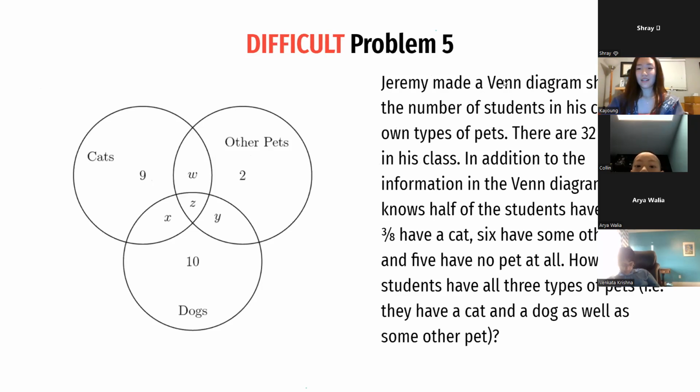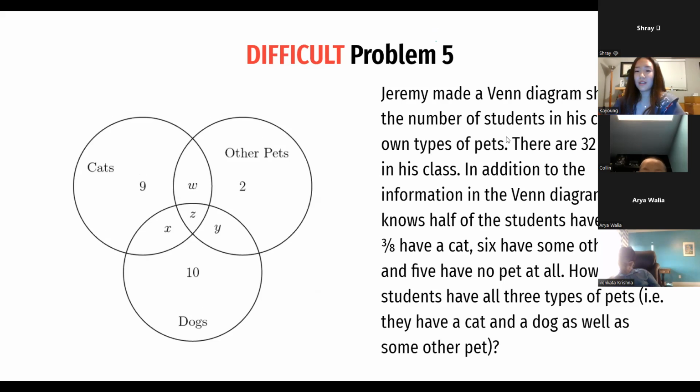Go back. So this question, I might need some space for this. Okay, so Jeremy made a Venn diagram showing the number of students in his class who own types of pets. There are 32 students in his class. In addition to the information in the Venn diagram, Jeremy knows that half of the students have a dog, 3/8 have a cat, 6 have some other pet, and 5 have no pet at all. So how many students have all 3 types of pets?